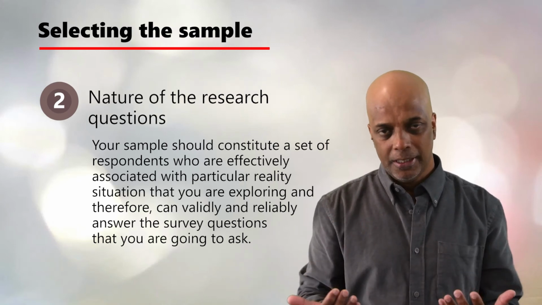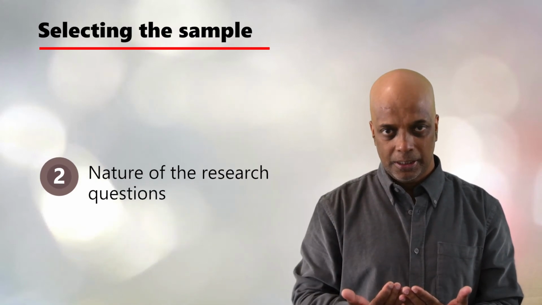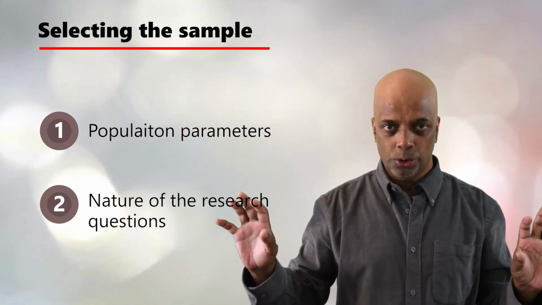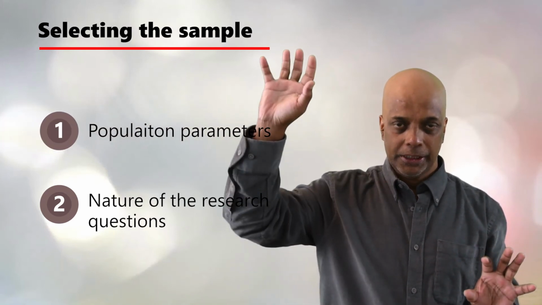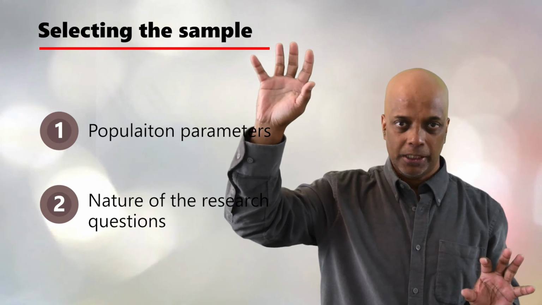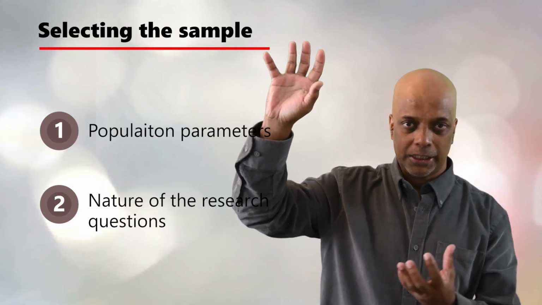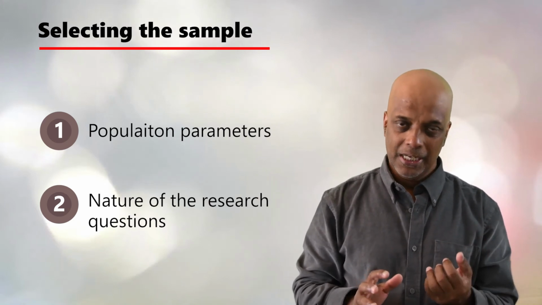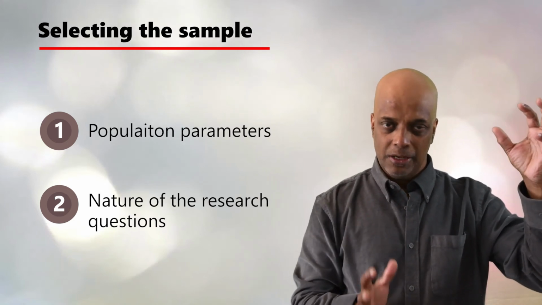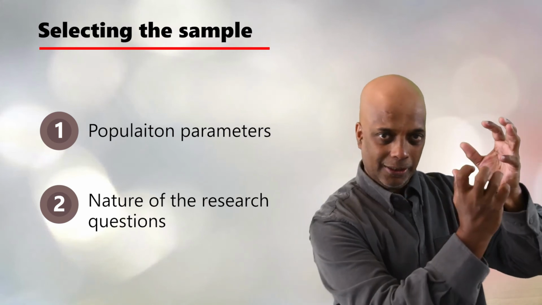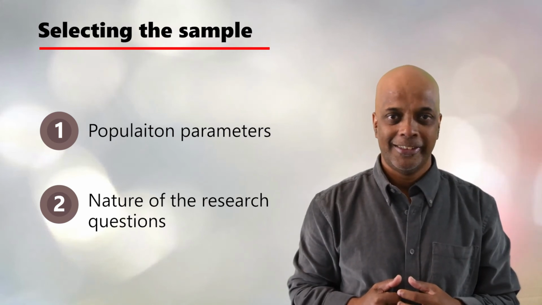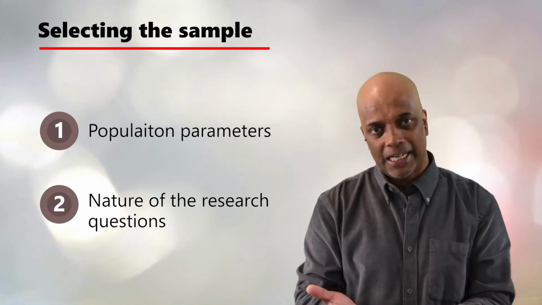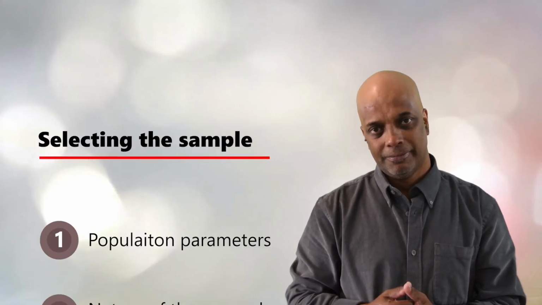To summarize, when you're thinking about your samples, you have to think about two dimensions at the same time. One is the nature of the population which this sample is going to represent. The second is the nature of the research questions which this sample is going to answer. That's how you have to think about the selection of your sample.